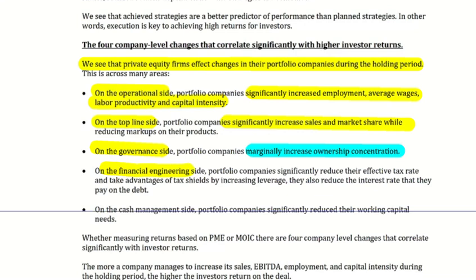On the financial engineering side, again, we move back to the significant contributions. They were able to reduce their effective tax rate, take advantage of tax shields, and on the cash management side, they were also significantly able to reduce their working capital needs. So we can see 4 of the 5 did in fact have some strong correlations.